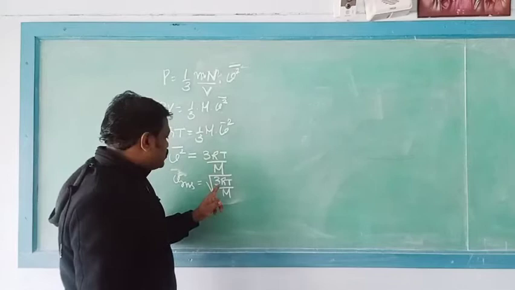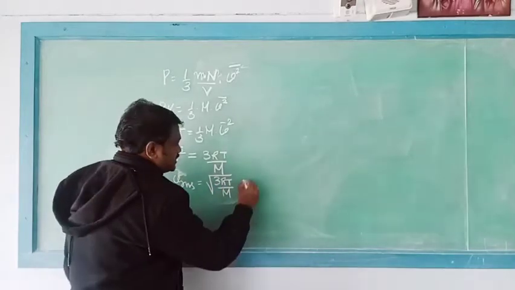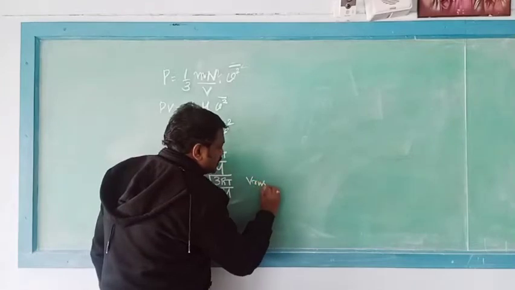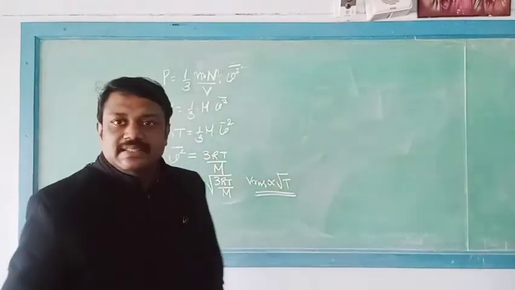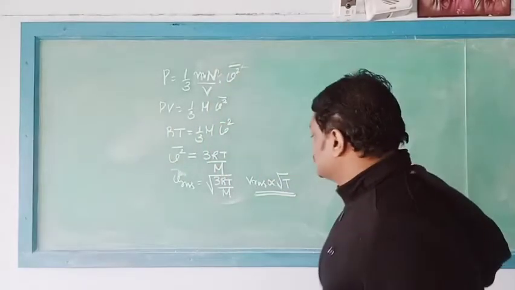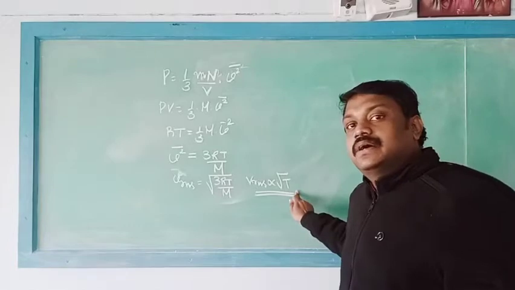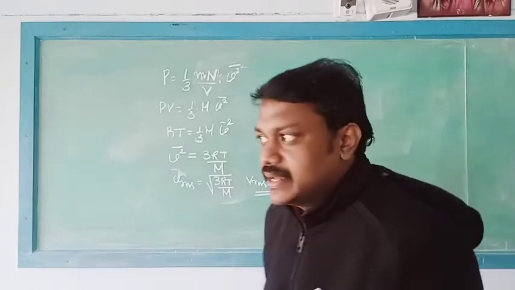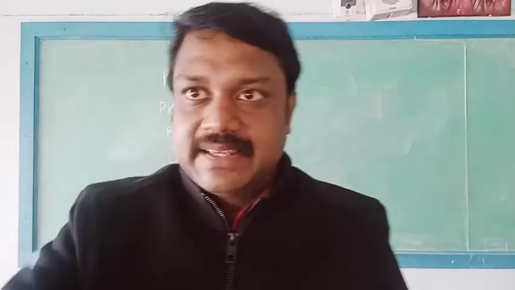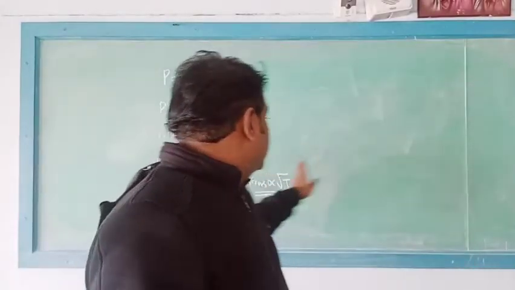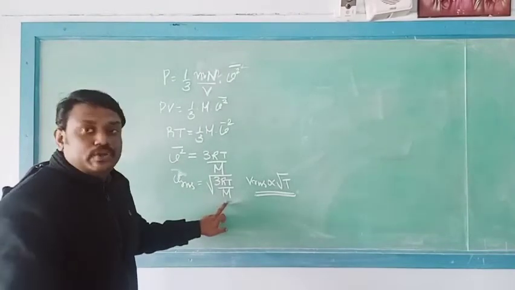From this, 3 is constant, R is constant, M is constant, and T is the only variable. So we can say that V RMS is proportional to root T. That is the kinetic interpretation of temperature. That means as temperature increases, the kinetic energy of the gas molecules increases. From this equation, we can also get the relation between RMS velocity and molecular mass.